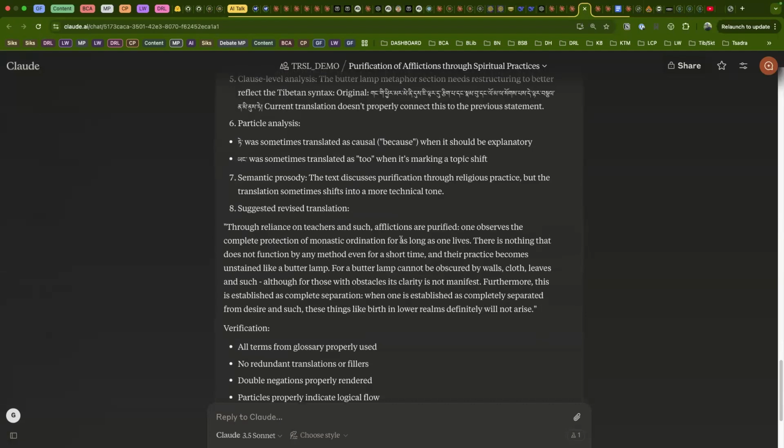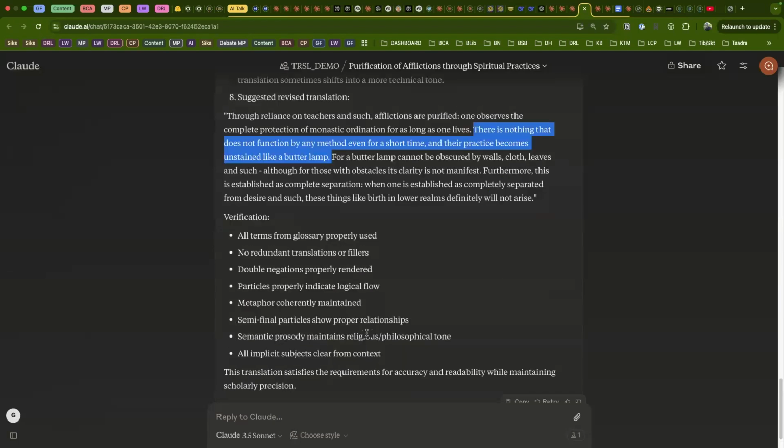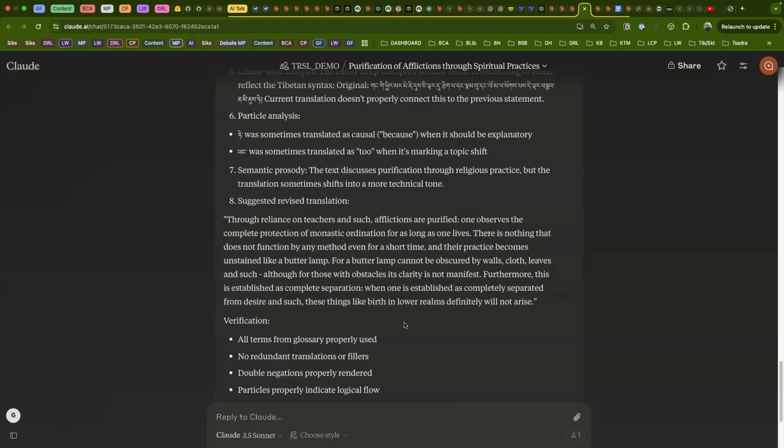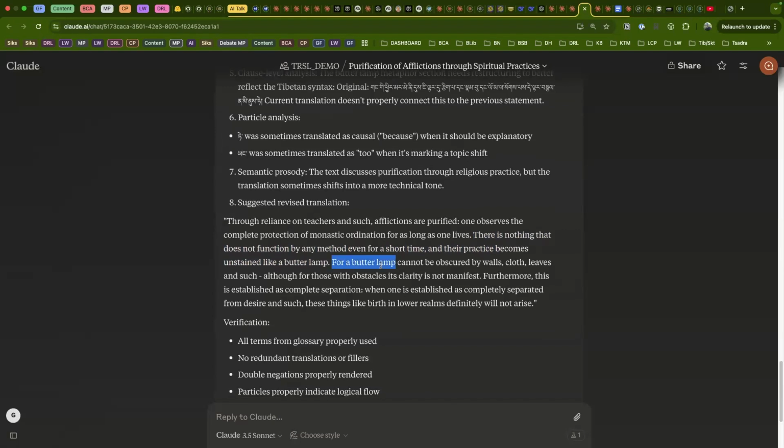"But through reliance on teachers and such, afflictions are purified." And I like the change here. "One observes the complete protection of monastic ordination vows," right? That has to be changed probably, but "for as long as one lives, there is nothing that does not function by any method, even for a short time, and their practice becomes unstained." And here we have still something on this line that's not fully working. That's something for which we need to refine the prompt clearly. But the metaphor is getting a very interesting reading here.